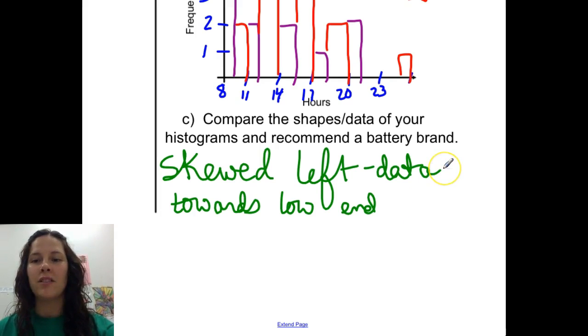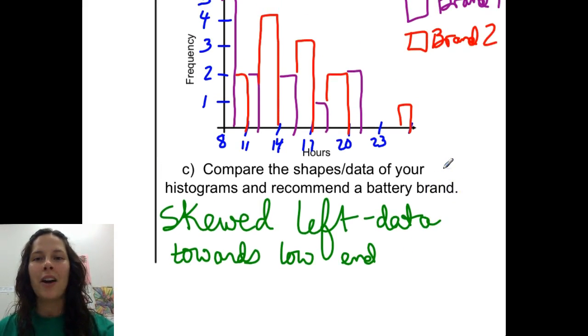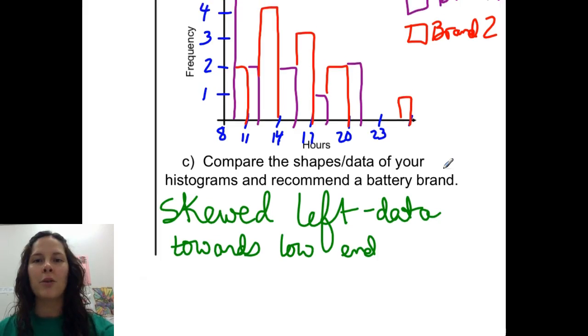However, as I mentioned, brand 2 tends to have higher bars towards the middle. So overall, if I were going to purchase a brand of battery based on these histograms, I have a better chance of my battery lasting longer if I go with brand 2 than I do if I go with brand 1.